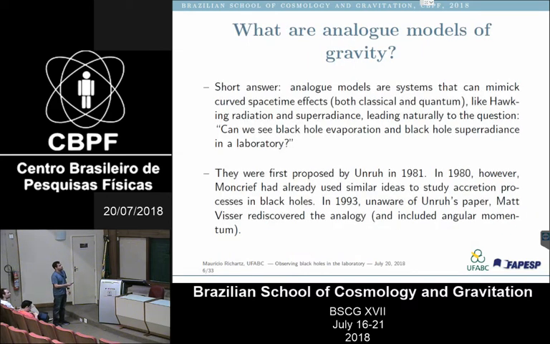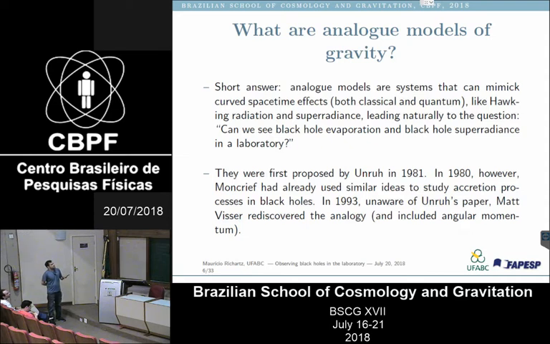Yes, let's move on. So what I'm interested in is to observe this phenomena in the laboratory, as I said before. And we have an alternative. Instead of using real black holes, we can use analog models of gravity. So I'll spend a few slides here explaining what this is for those of you who don't know.